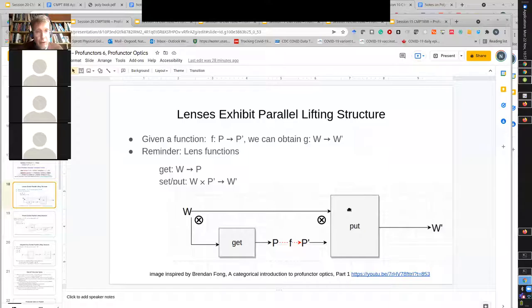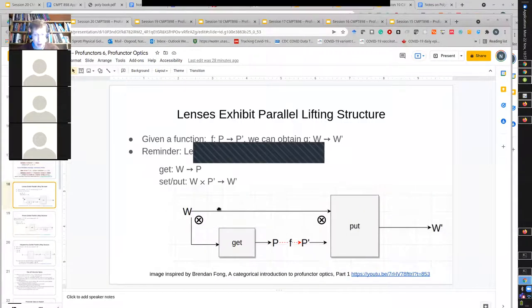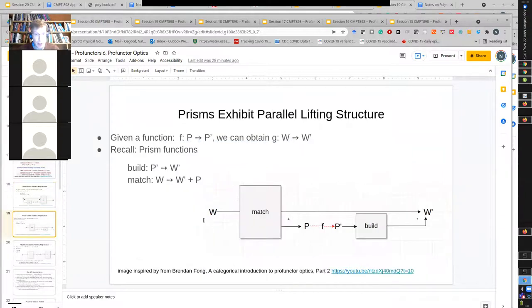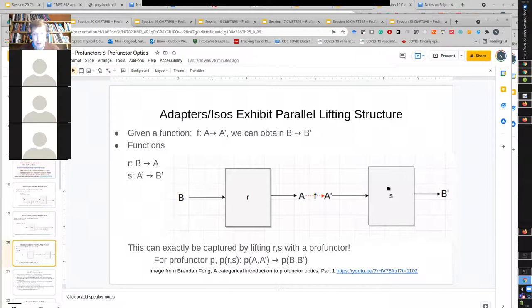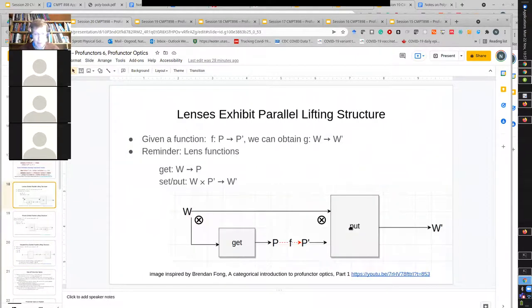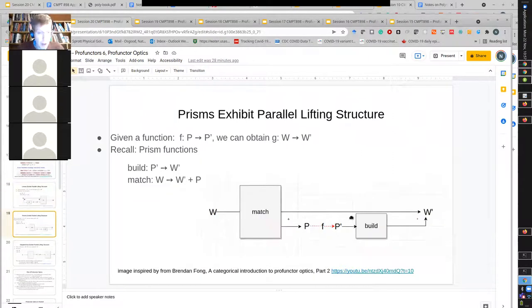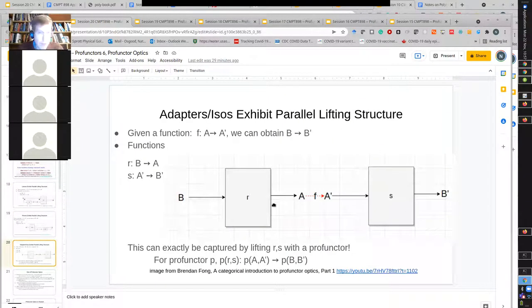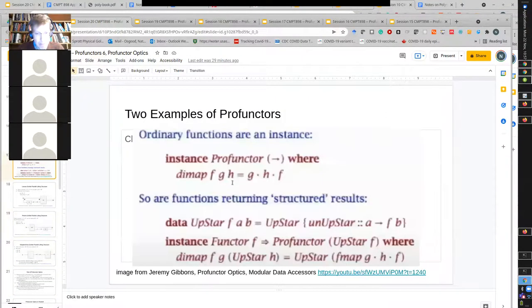I realized I didn't share that screen for the last one. I was just showing how these all have this general form. Lenses, prisms, ISOs, they all have this general form. And therefore, when you compose one, you get something of its same kind. Give it a mapping from P to P prime, you get a mapping; give it a function from P to B prime, you get a function from W to W prime. Same thing here. Here I didn't call it W and P because we don't really have a whole and a part, but instead we have A's and B's, I called it.